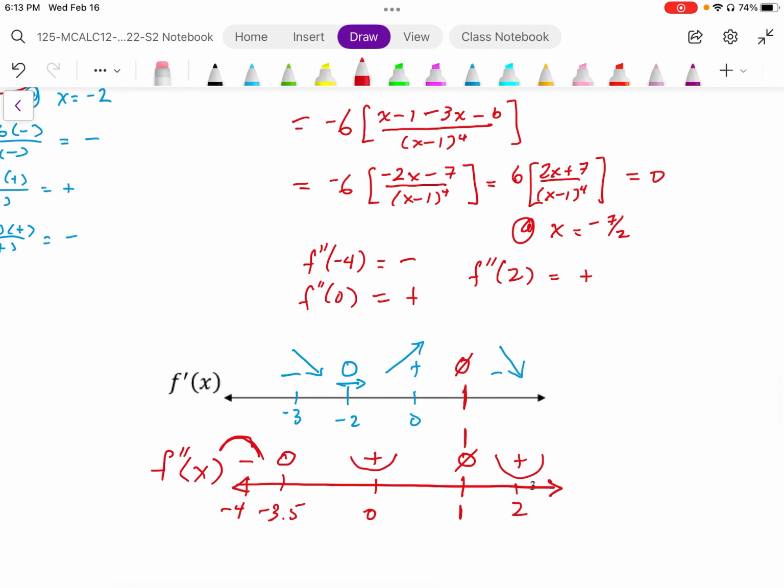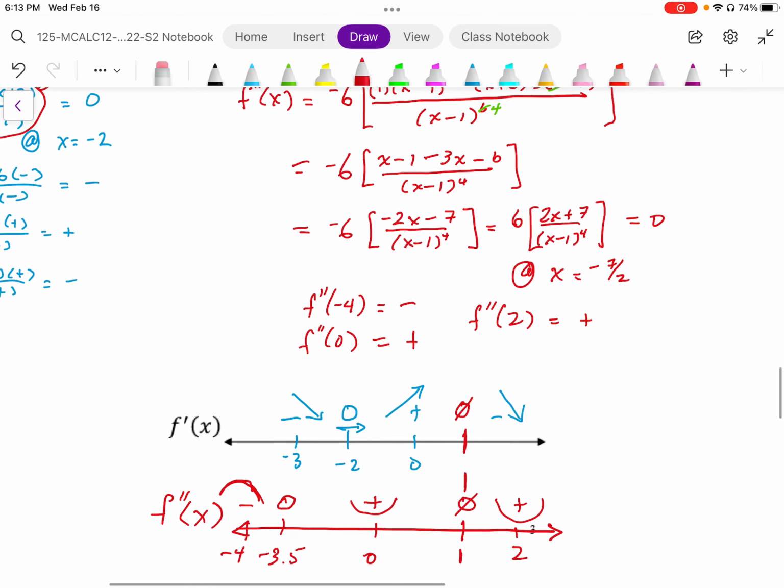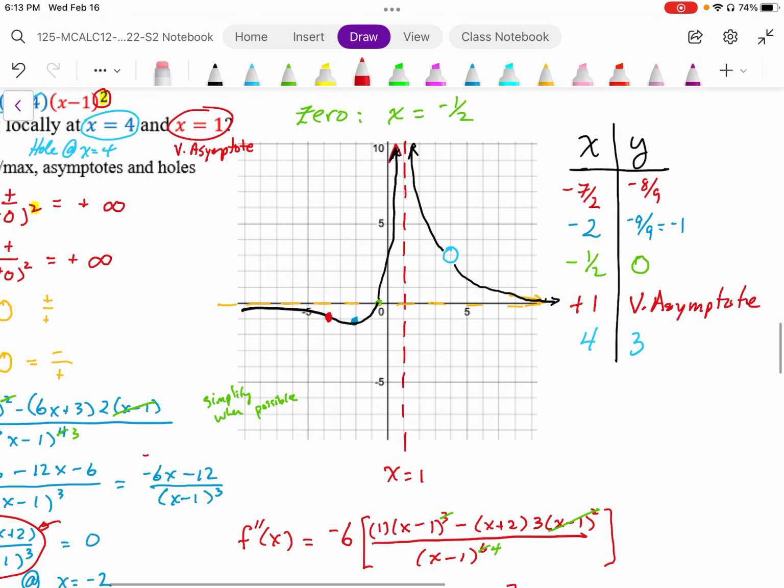So there's my concavity chart. I can see I have an inflection across negative 3.5, and then I have positive concavity on both sides of that asymptote.